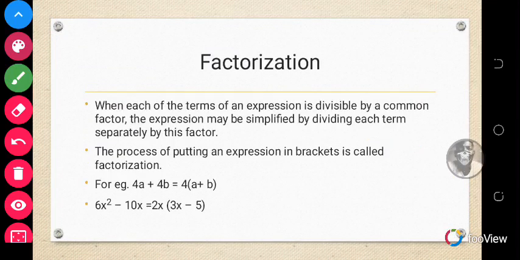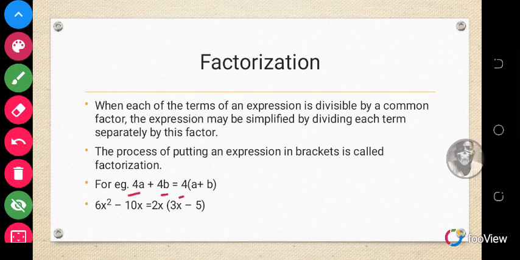So let's look at what factorization is. When each of the terms of an expression is divisible by a common factor, the expression may be simplified by dividing each term separately by this factor. This process of putting an expression in brackets is called factorization. So for example, 4a plus 4b, the common factor there is 4.